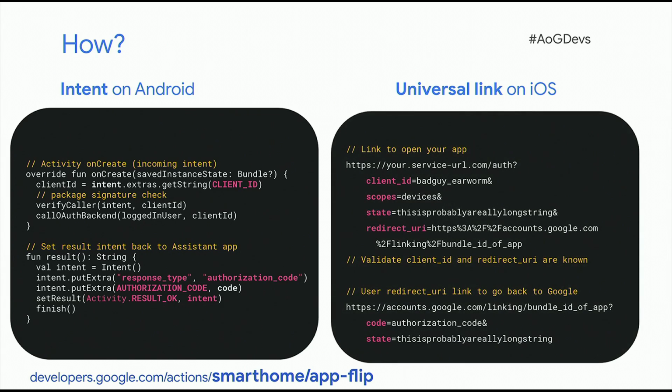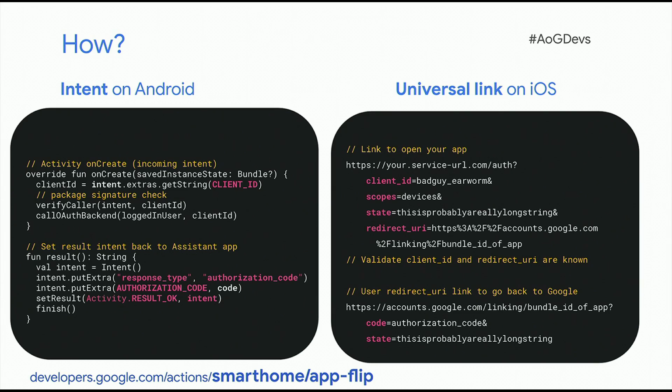On iOS, it's universal links, and it is even more straightforward. Just look at a couple links here. So the first one is the link that launches into your app from Google. So you own this universal link, and you'll register it with Apple. And there will be several query parameters that come in. The client ID, same as on Android. Scopes, which you set in the Actions on Google console. The state, which is a string that you just respond back the identical string when you give your response. And then a redirect URI, which is the universal link for Google that you're going to use to launch back to Google. And here, instead of a package signature, you can actually validate the redirect URI as well as the client ID.